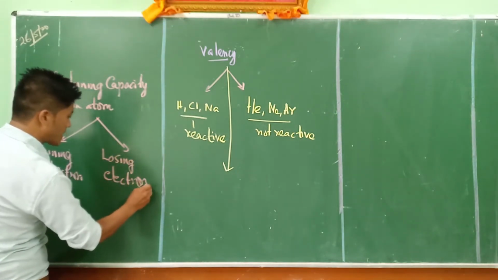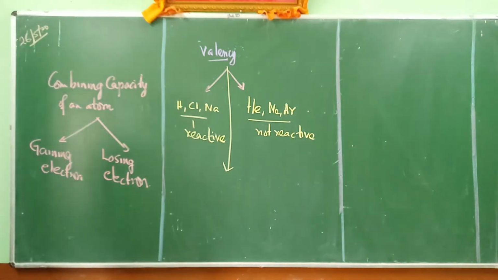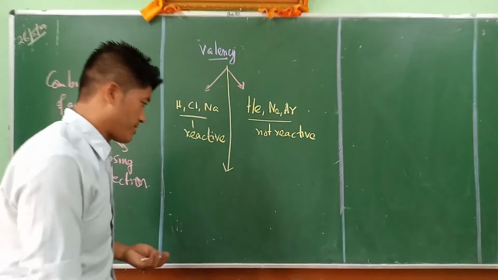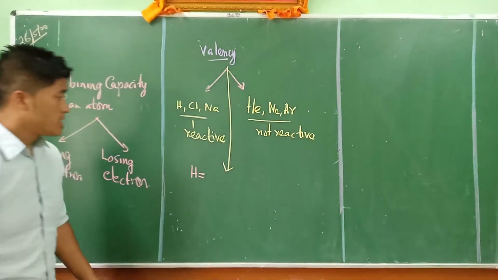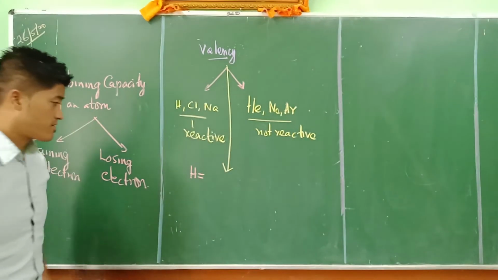Losing electron or gaining electron. Is that clear? So this is what we used to refer to as valency here. Now let us take some examples. For example, in the case of hydrogen. Now we say hydrogen is very reactive, right?